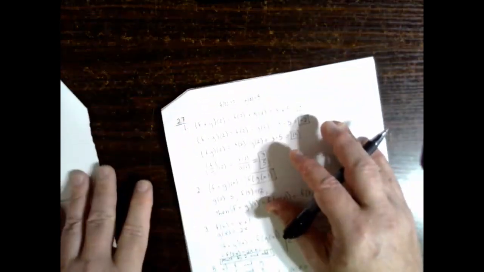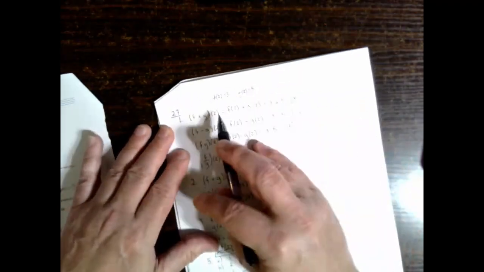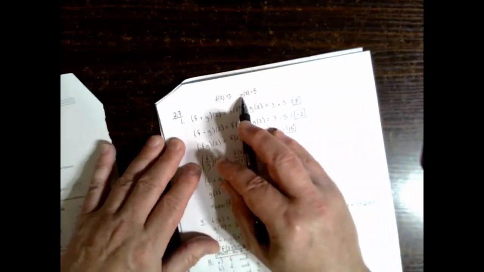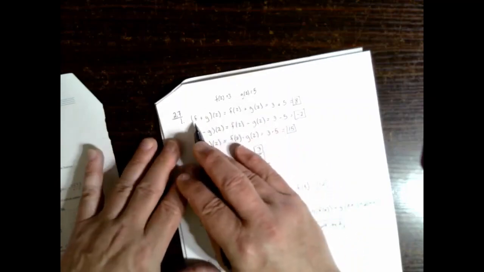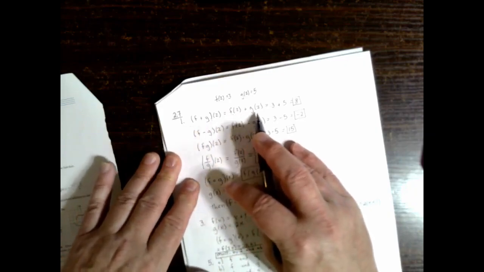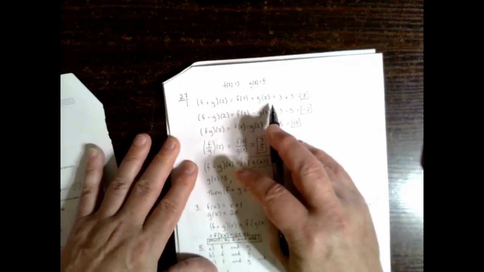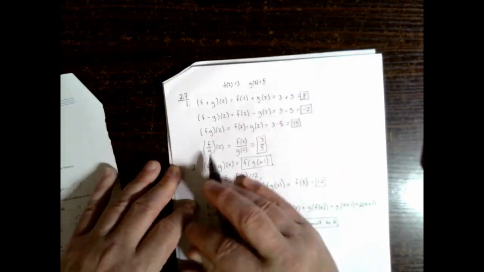Alright, so 2.7, question 1, they give you a graph, but all you need to know from this question is that f of 2 equals 3 and g of 2 equals 5. So they first ask you, what's f plus g of 2? Well, that's f of 2 plus g of 2. And f of 2 is 3, g of 2 is 5, so 3 plus 5 is 8.